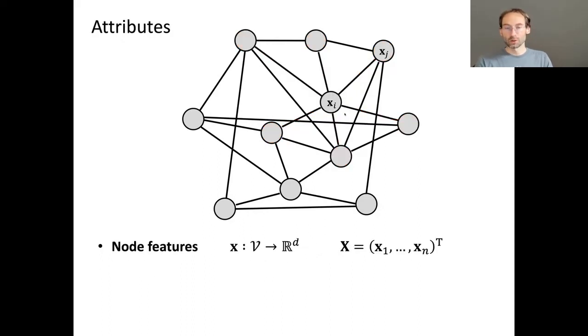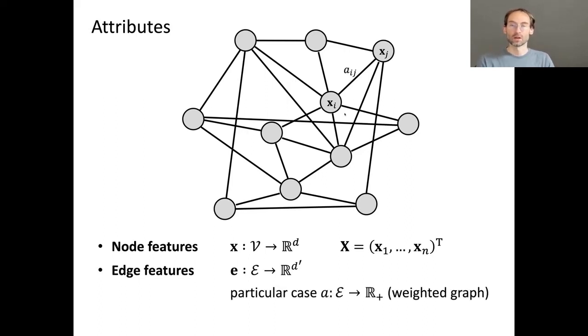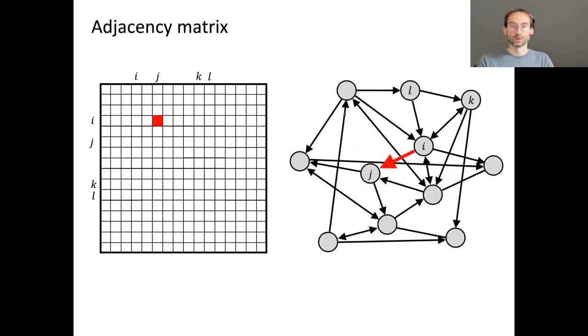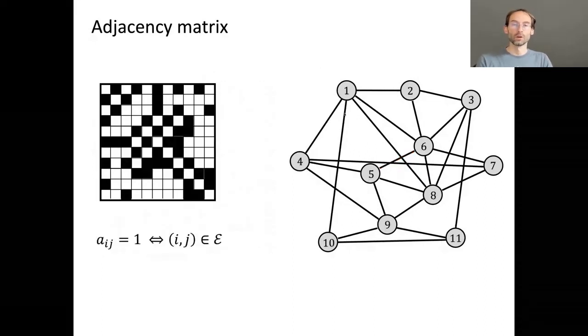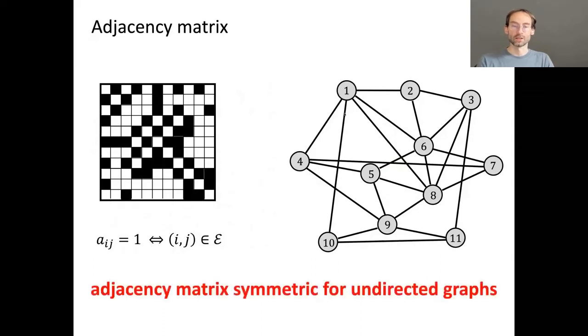We are interested in attributed graphs, so we can attach d-dimensional features to our nodes. We can also attach features to the edges in the same way. And a particular setting of it is a weighted graph, where we have, let's say, non-negative weights on the edges. So the structure of the graph can be represented by what is called the adjacency matrix. So it's a matrix which has non-zero values at positions which correspond to edges and zero elsewhere. And we know that for undirected graphs, the adjacency matrix is symmetric.